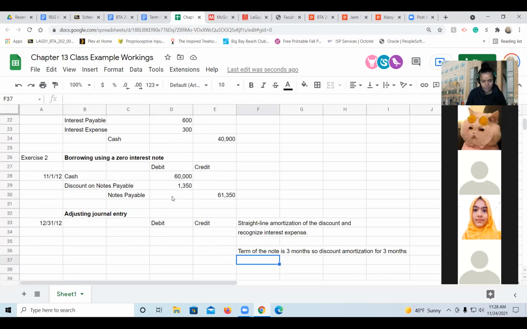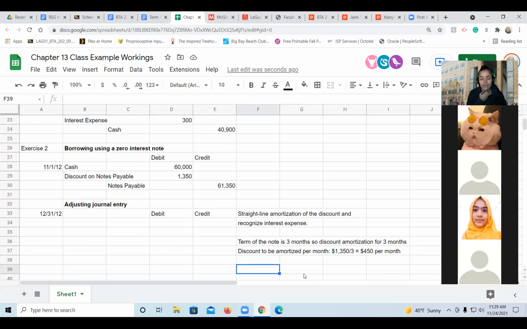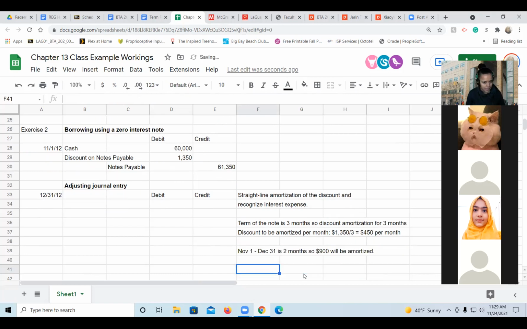And I'll say discount to be amortized per month is going to be 1,350 divided by 3, which is 450 per month. So we have to recognize $450 of the discount per month to amortize it to interest expense. And so now the question becomes how much time has passed. So November the 1st to December the 31st is 2 months. So $900 will be amortized. So I'll leave it up. Ask me if you have questions, and then I'll do the journal entry for this.